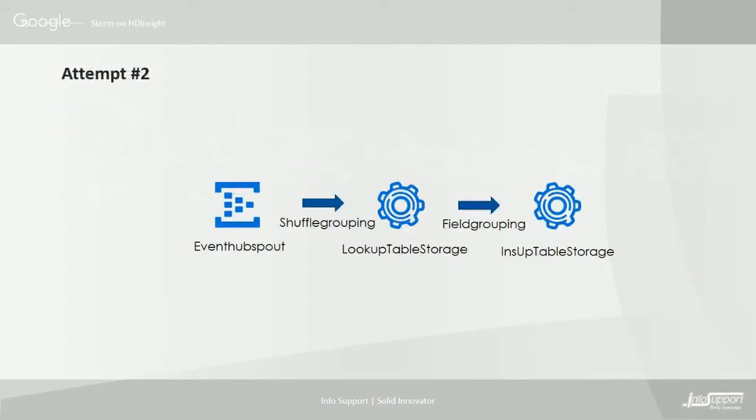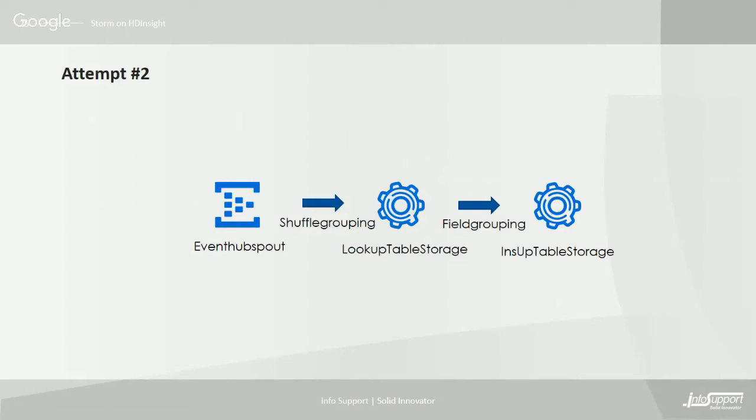So now I have this topology. The event hub spout is still the same. It's using shuffle grouping to the lookup storage bolt. So the initial bolt was split into 2 different ones. The first one would be checking, does this entry exist? If it doesn't exist, it would also know that, and it would be outputting that data to the other one. So this bolt would be receiving, grouped by the domain name, all the accounts, and it knew if it had to do an insert or update.